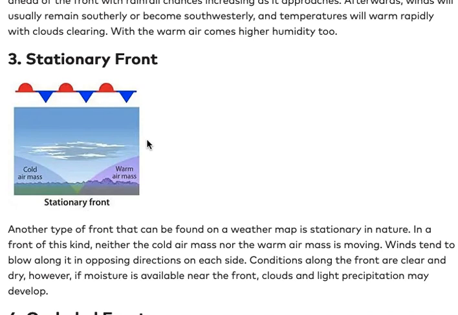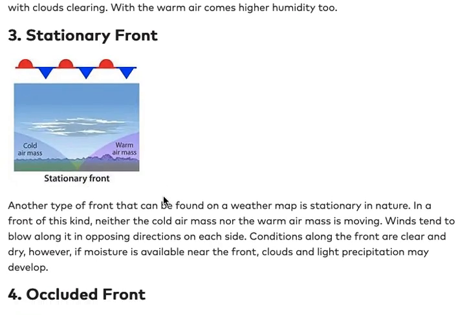All right, so when you have a stationary front, it can be found on a weather map that is stationary in nature. In a front of this kind, neither the cold air mass nor the warm air mass is moving. Winds tend to blow along it in opposing directions on each side. Conditions along the front are clear and dry. However, if moisture is available near the front, clouds and light precipitation may develop.